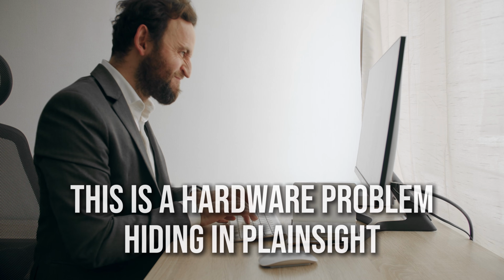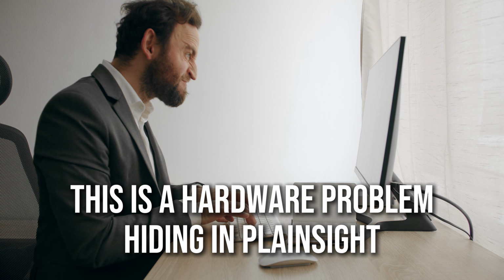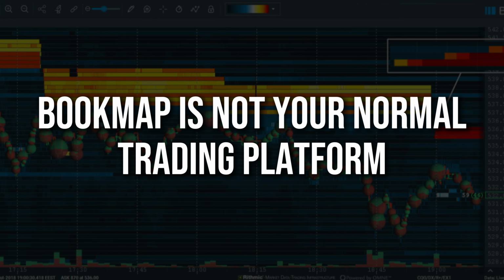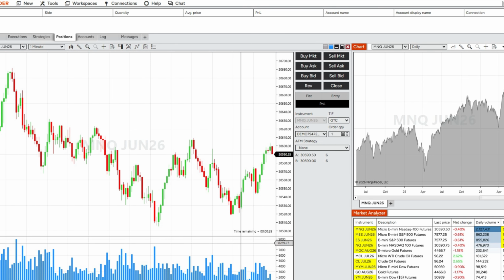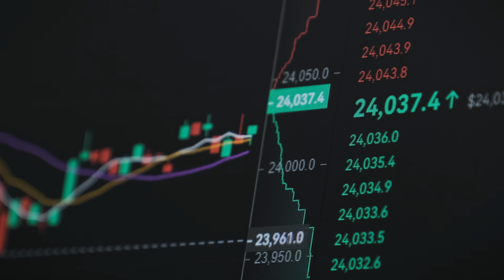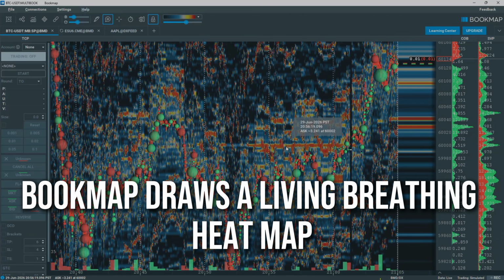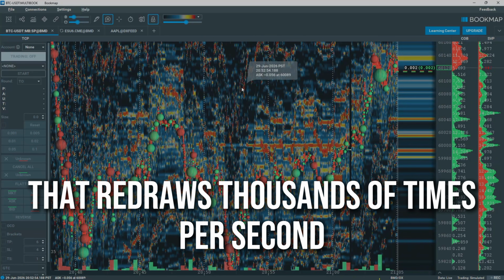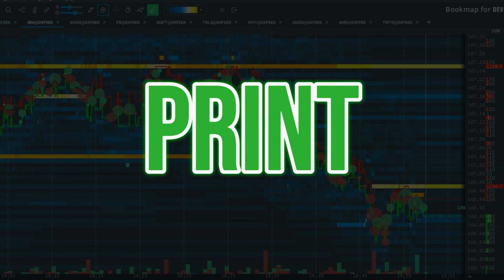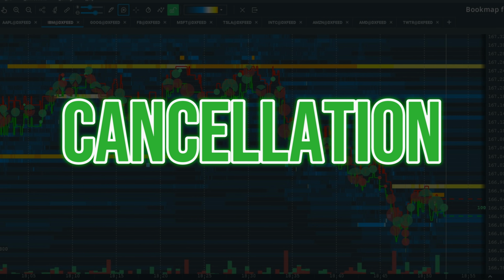Because this isn't a software problem you can click your way out of. This is a hardware problem hiding in plain sight. So let me explain what's actually happening inside your machine when that heat map chokes. Bookmap is not your normal trading platform. Most platforms like NinjaTrader, Sierra Chart, and your basic charting package, they draw a candle every few seconds. Bookmap draws a living, breathing heat map that redraws thousands of times per second, painting every single resting order, every print, every cancellation in real time. It's basically a video game running on live market data.